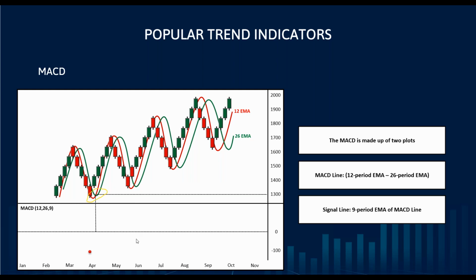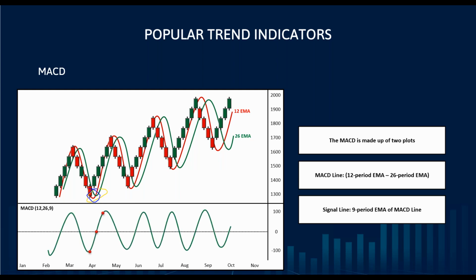So let me just change the color. The difference at this point is plotted again. You get 0, because the 12-period and the 26-period EMA are the same, so no difference. Over here the 12-period is higher than the 26-period, so you subtract and you get the difference. It goes higher, so when all this is joined together, you get the MACD line.